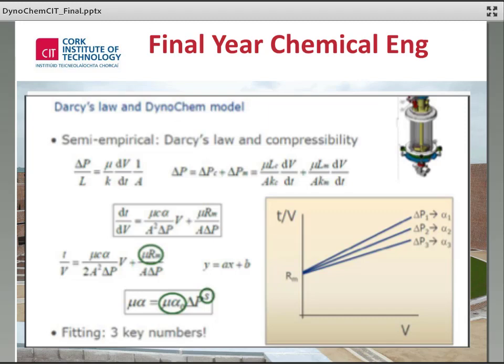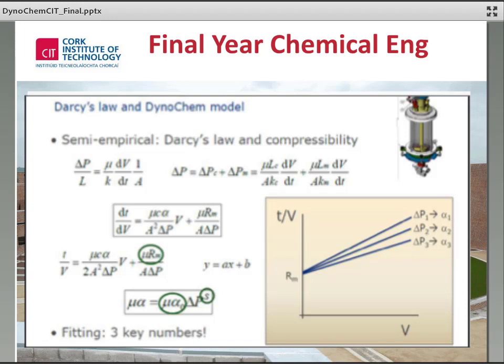This research project has its fundamentals in the Darcy equation. Our students generally do a full module on particulate systems, so they would have done the theory on the Darcy equation, which is the workhorse that allows us to start simulating a depth filter in Dynochem. Our students would have done this module in second year, so Fergus had to revisit it as part of his research project.